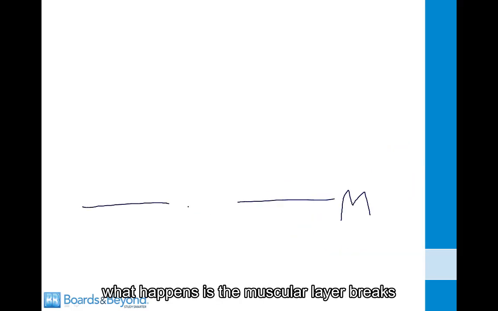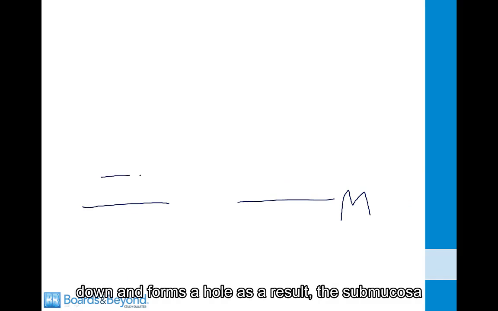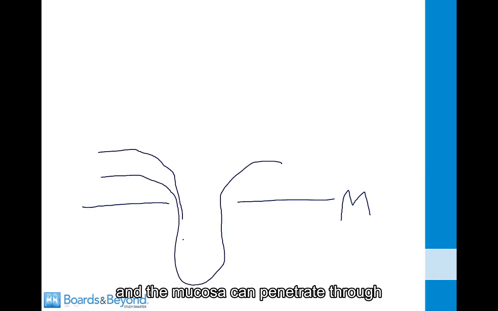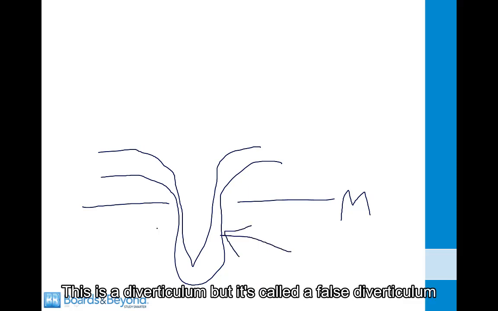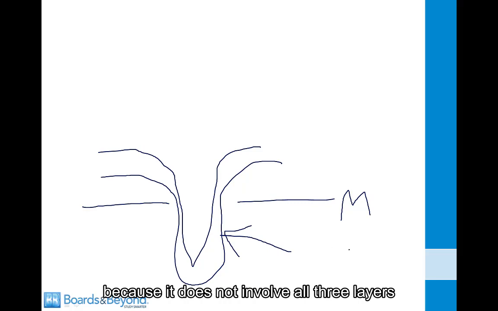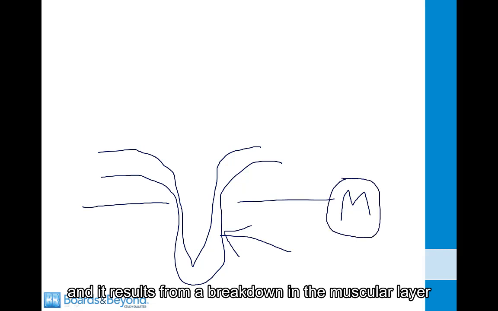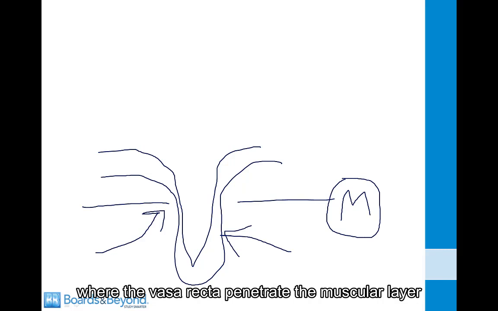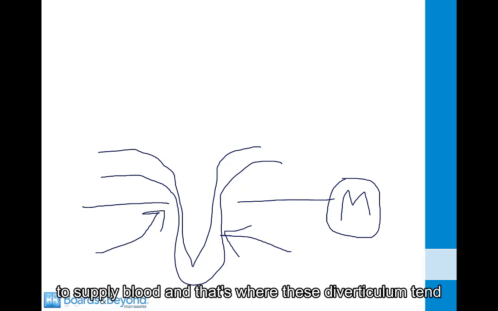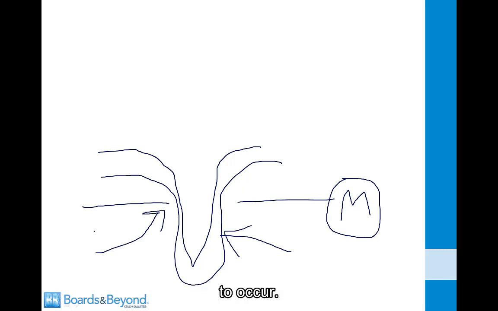In an intestinal diverticulum, what happens is the muscular layer breaks down and forms a hole. As a result, the submucosa and the mucosa can penetrate through and form a blind-ended pouch. This is a diverticulum, but it's called a false diverticulum because it does not involve all 3 layers, and it results from a breakdown in the muscular layer, and the place where the muscular layer is weakest is where the vasa recta penetrate the muscular layer to supply blood, and that's where these diverticula tend to occur.